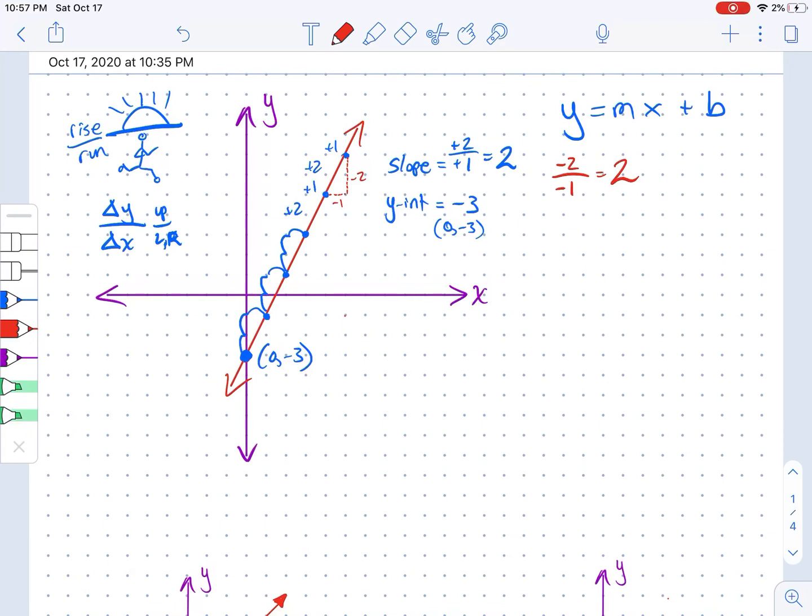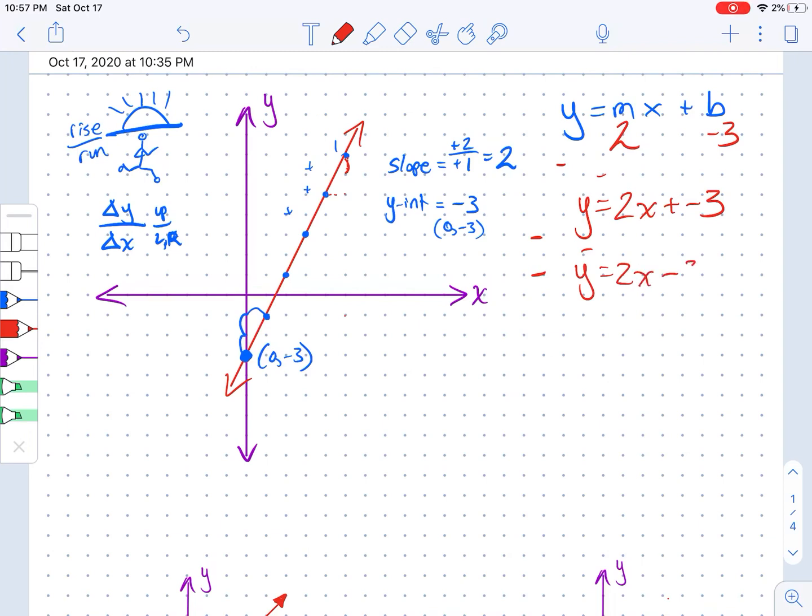I could have even gone down 1, 2, 3, 4, 5, 6, and then left 1, 2, 3. Look, down 6 and left 3 still gives me a slope of 2. Now that I've done that, let me write an equation. I know that my slope is 2, so this becomes a 2, and my y-intercept is -3. So my equation for this line is y equals 2x plus -3, or y equals 2x minus 3. And that is the equation of this line.